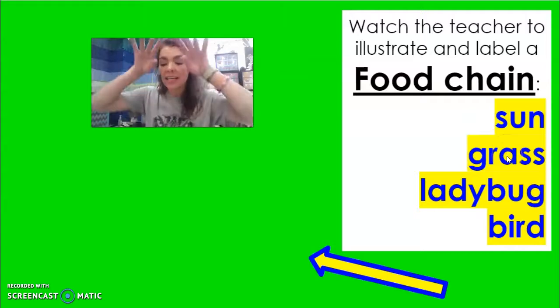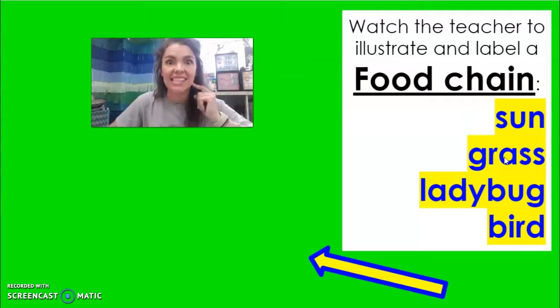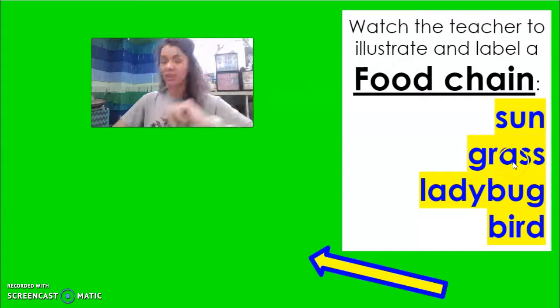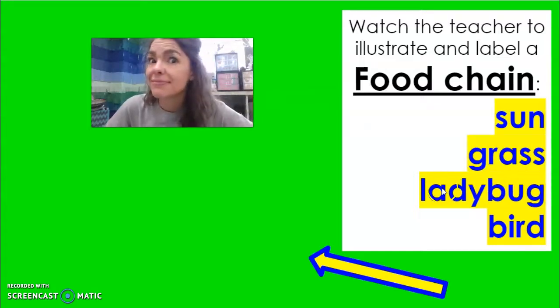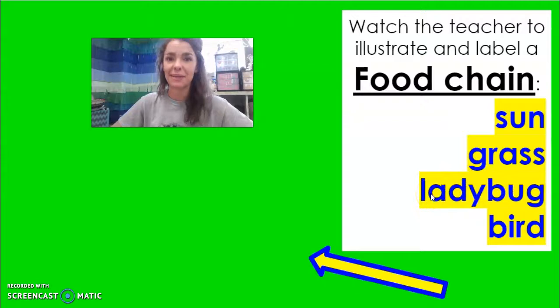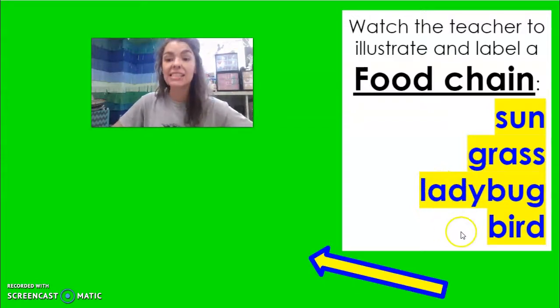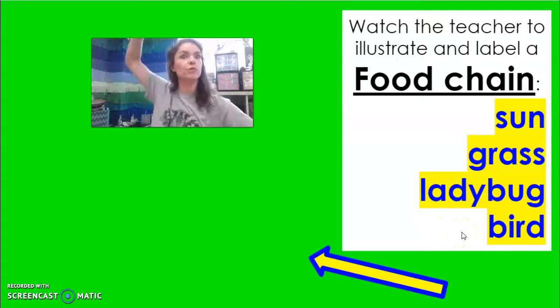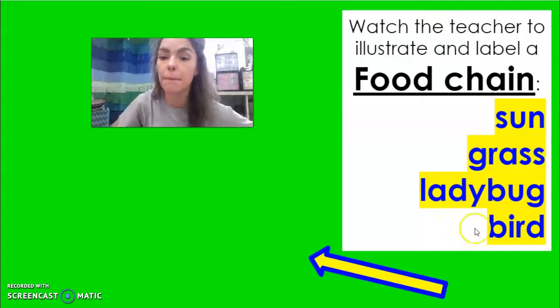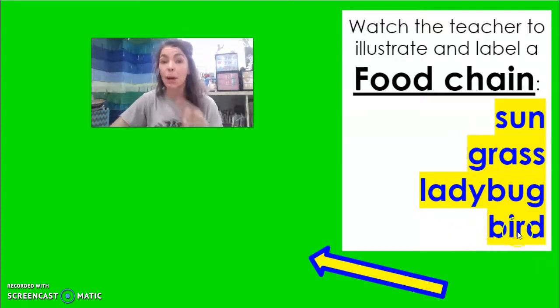After the sun, he's going to make the grass grow. Say that G word, please. Grass. You'll have grass in your food chain today. Who's going to eat our grass? It's going to be the ladybug. Say that L word, please. Ladybug. Beautiful. And the last organism that's going to swoop and eat the ladybug is the, say it with me, bird.